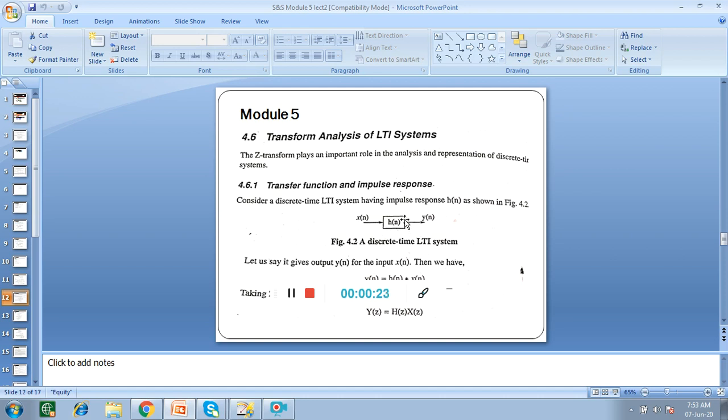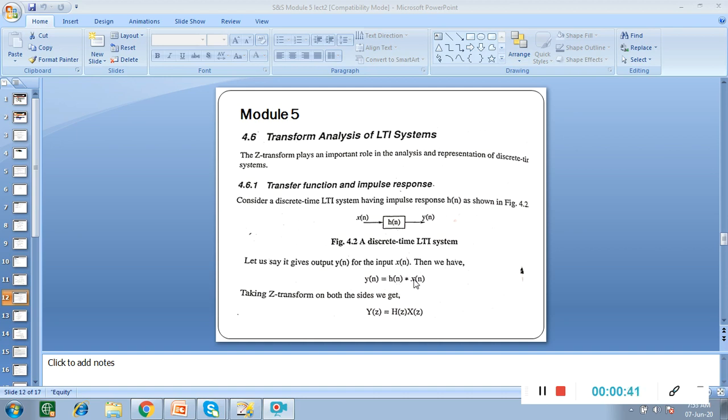output, and with the transfer function h of n, then we can write y of n is equal to h of n convolution x of n. So y of n can be written in this fashion.